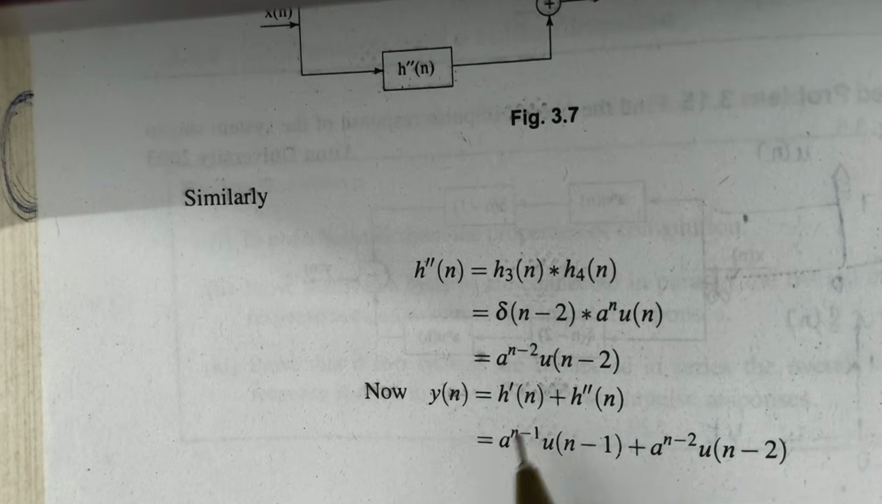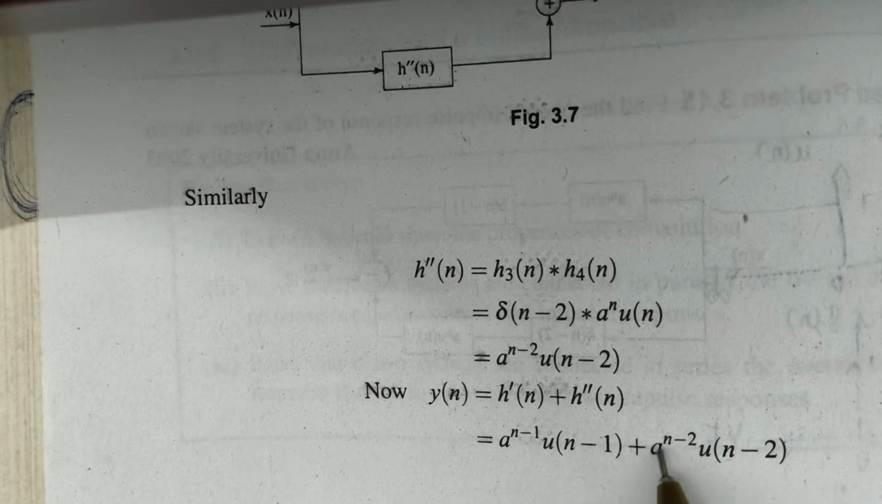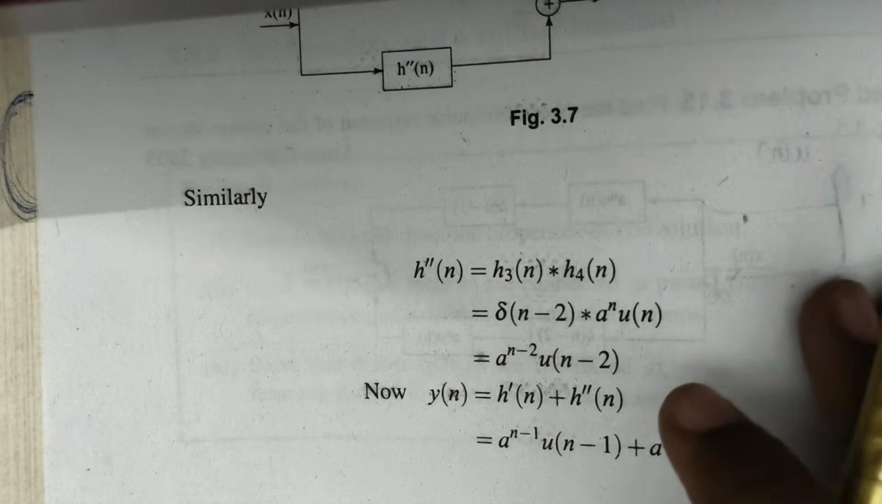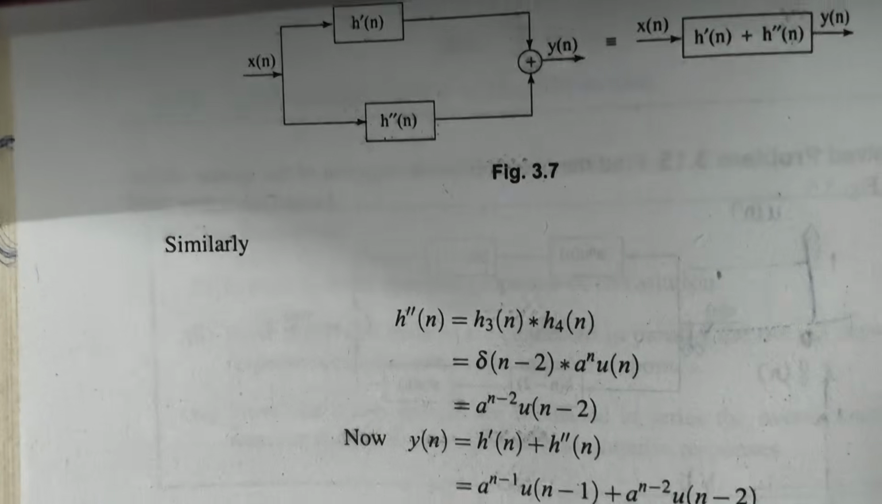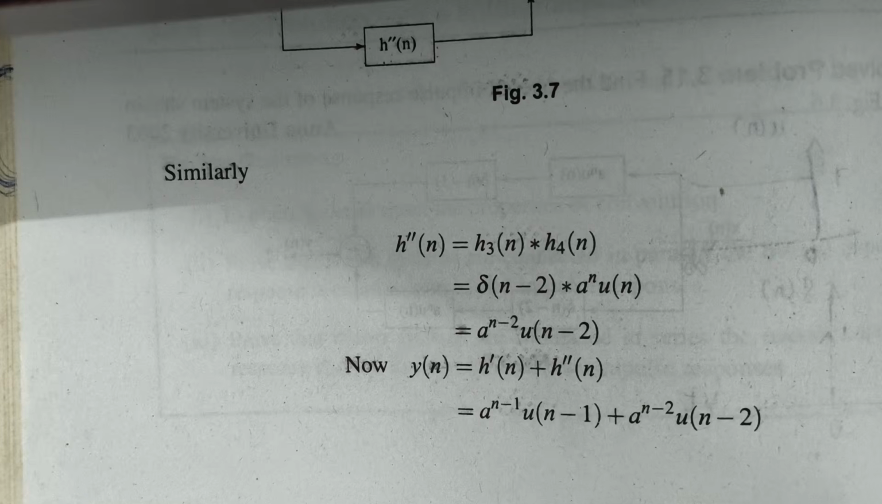So y of n will be h dash of n plus h double dash of n, which will be equal to a to the power of n minus 1 u of n minus 1 plus a to the power of n minus 2 u of n minus 2. The addition symbol here is only because the output depends on the addition of both of the convolutions. That is the reason I am adding both of these values. I hope that you have got a clear idea of how convolution actually works.